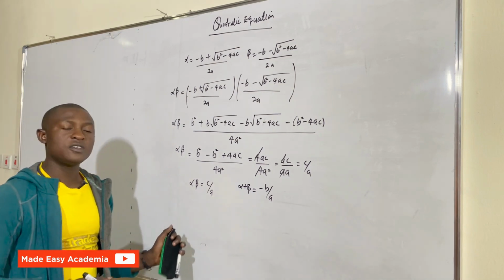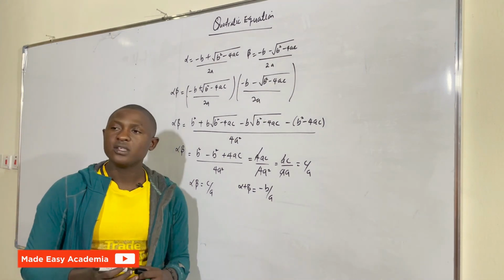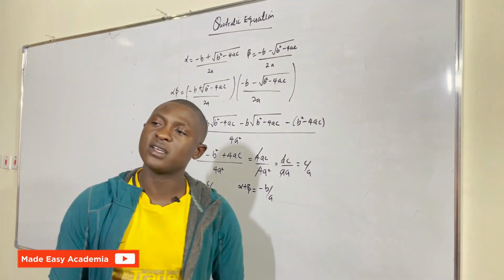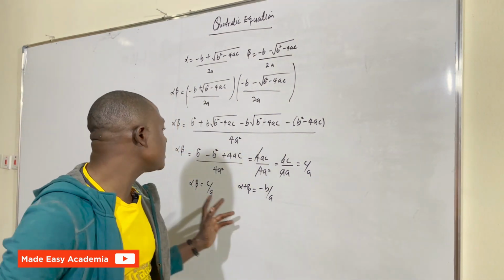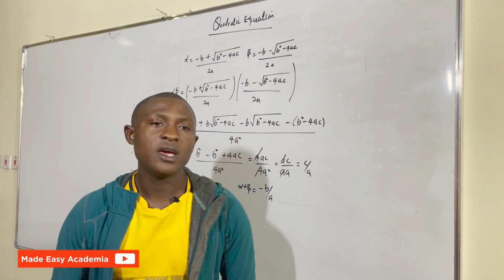So we'll make use of these two, and now we can approach a problem on how to make use of these two. So now let's take a look at some examples on how we can find alpha plus beta, alpha beta, or any other root.